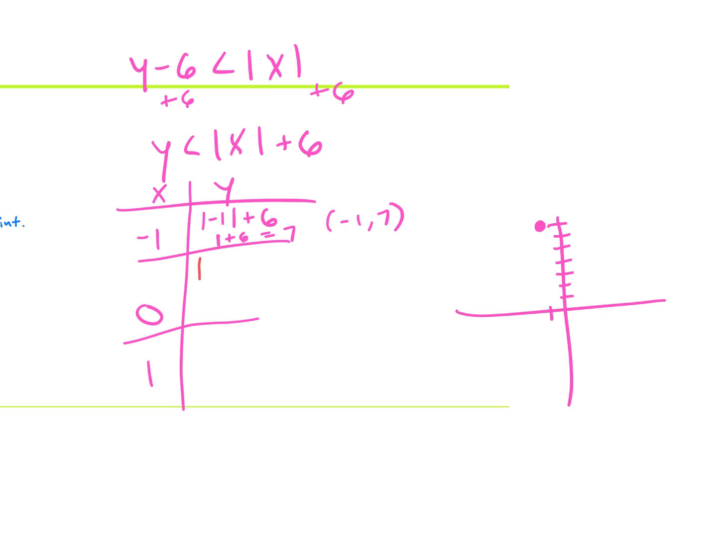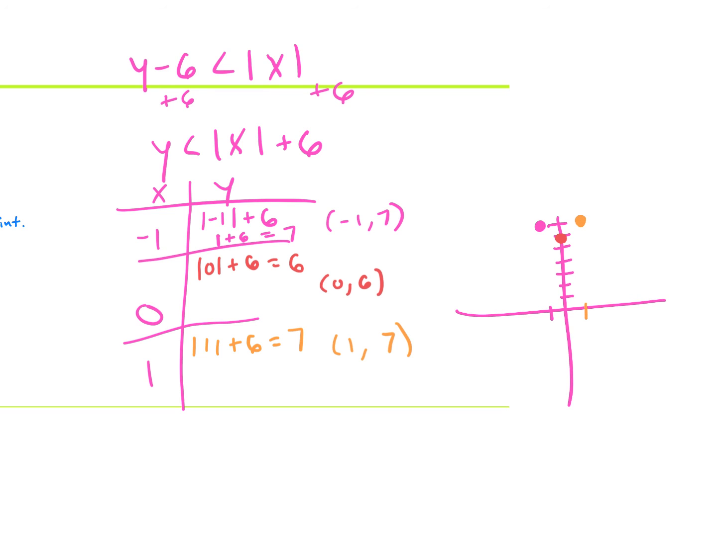Next, I'm going to plug in 0. So the absolute value of 0 plus 6. What's 0 plus 6? 6. So I stay on 0 and go up 6. So here's my next point. And lastly, I plug in 1. What's the absolute value of 1 plus 6? 7. So I go to the right to 1 and up 7.